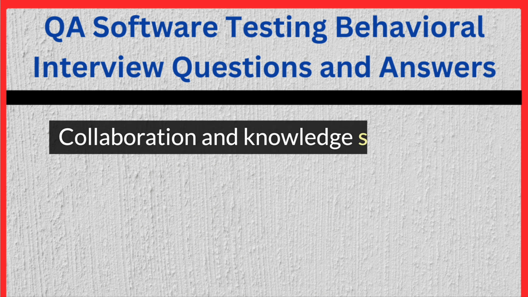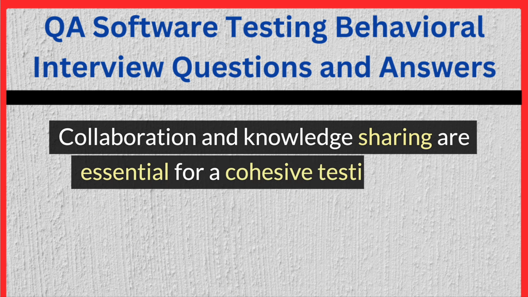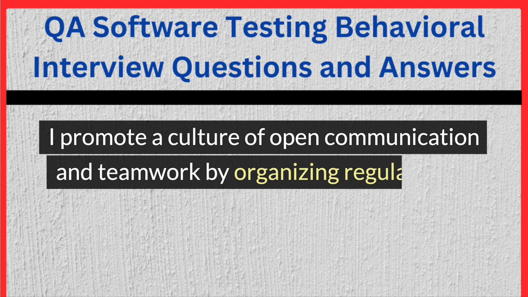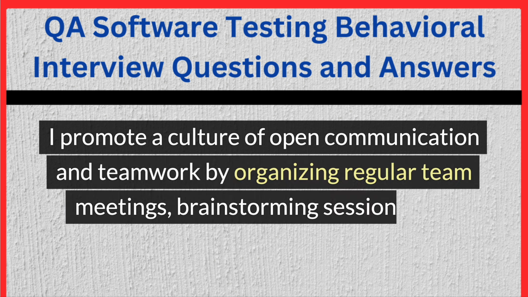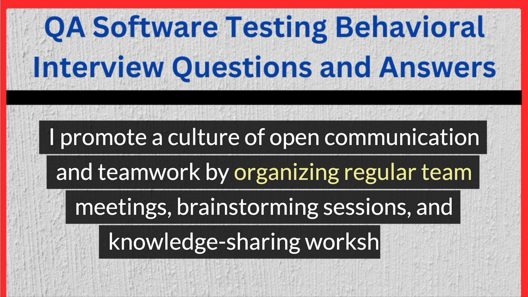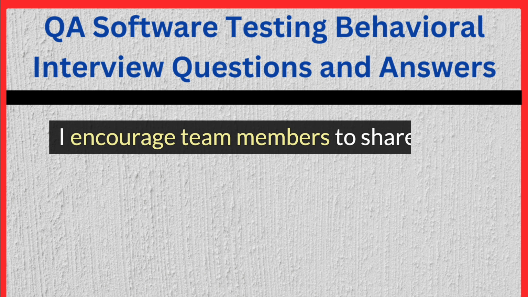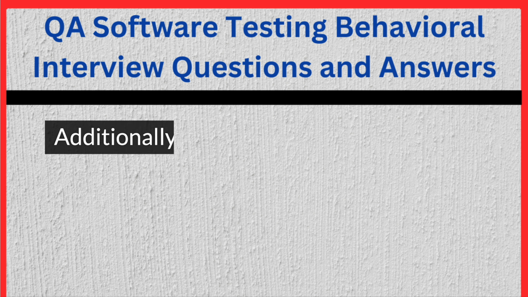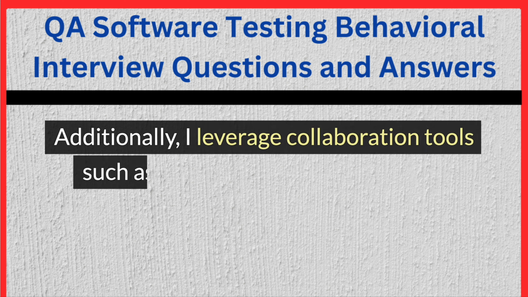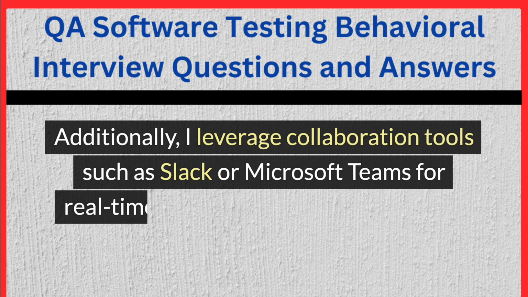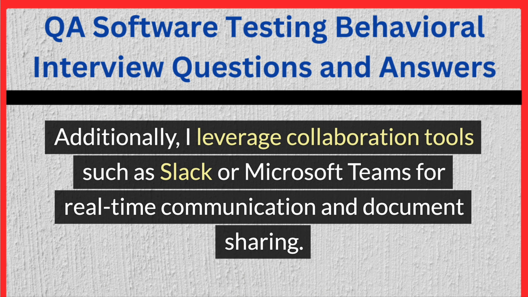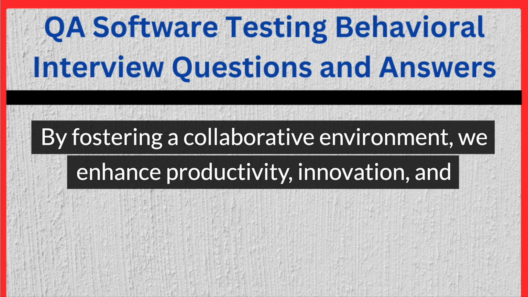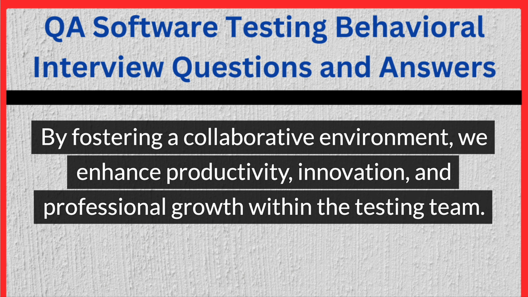7. How do you ensure effective collaboration and knowledge sharing within your testing team? Collaboration and knowledge sharing are essential for a cohesive testing team. I promote a culture of open communication and teamwork by organizing regular team meetings, brainstorming sessions, and knowledge-sharing workshops. I encourage team members to share their insights, experiences, and best practices. Additionally, I leverage collaboration tools such as Slack or Microsoft Teams for real-time communication and document sharing. By fostering a collaborative environment, we enhance productivity, innovation, and professional growth within the testing team.